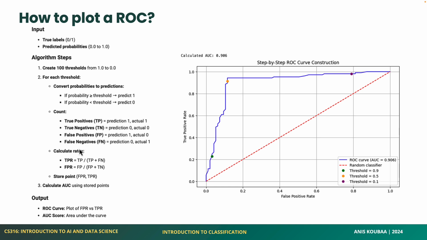And then we calculate TPR and FPR. So this will represent one point, an XY coordinate, and then we will store it into a list. So we will have a list of points with XY coordinates, and then we plot this graph or this curve, and then we calculate the area under that curve.